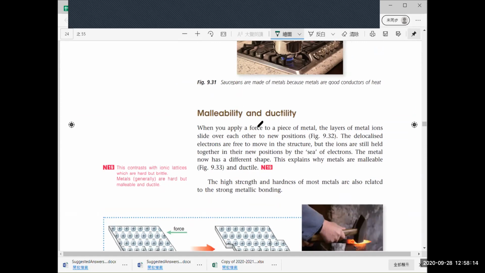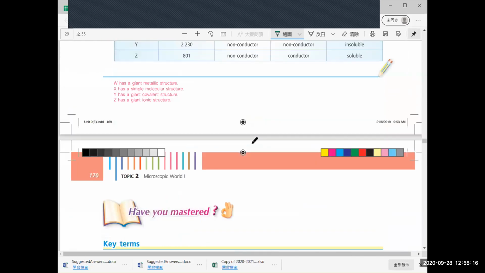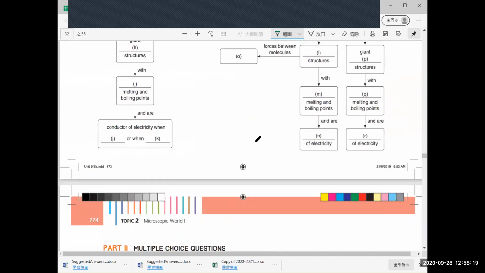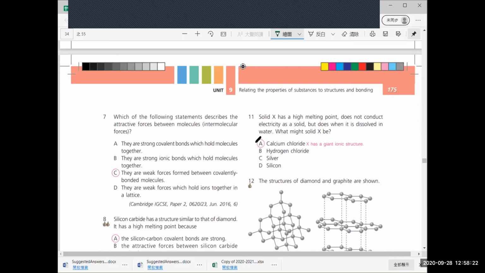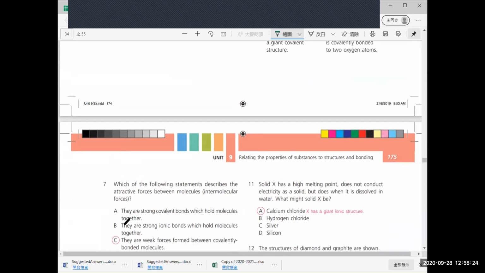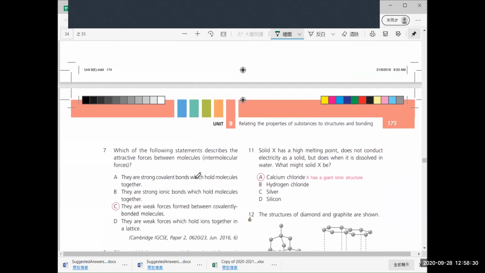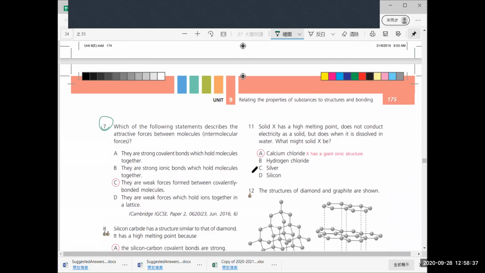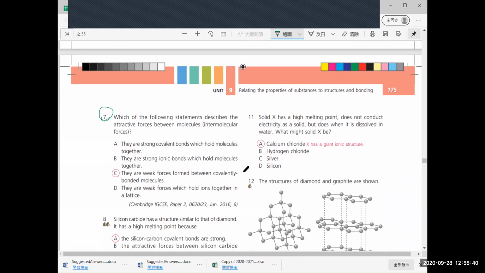MC question 7. Take a look. Now this is the one. Which of the following statements describe the attraction forces between the molecules? Between molecules, they are weak force formed between the covalently bonded molecules. Okay, the answer is C.